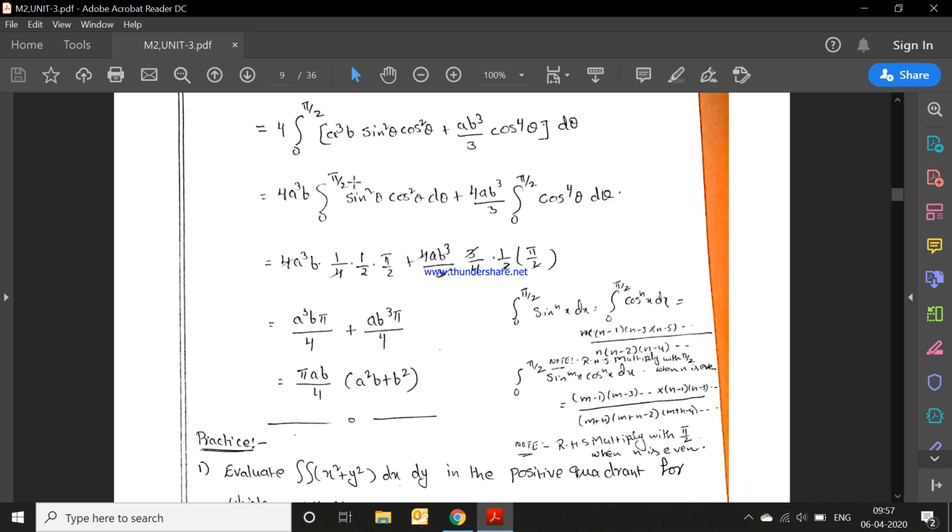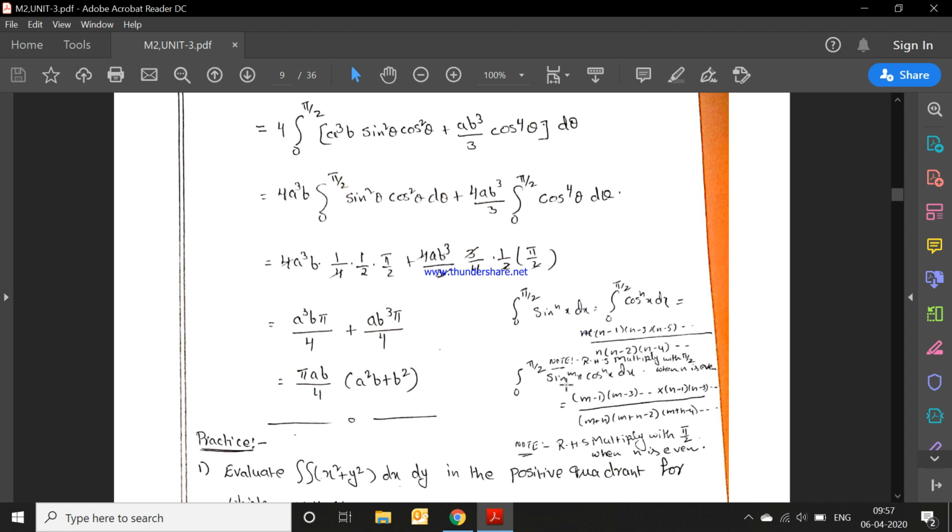Then write the values: substitute all the values, x value, y value, dx value. So after substituting that, we are getting a cube b sin square theta cos square theta plus a b cube by 3 cos power 4 theta d theta. So now you can separate the integrations and apply the formulas. I wrote the formulas here.